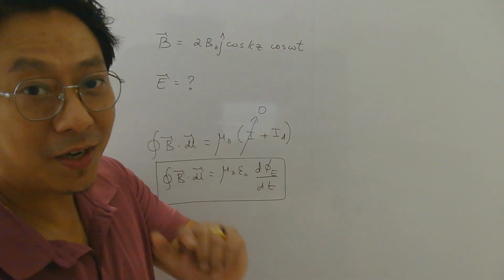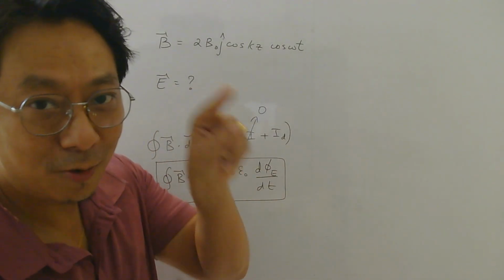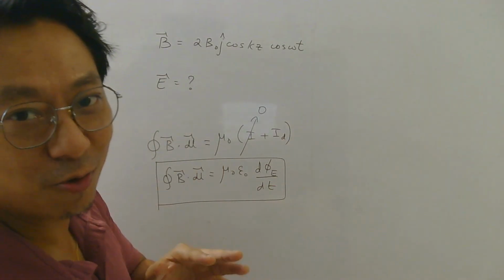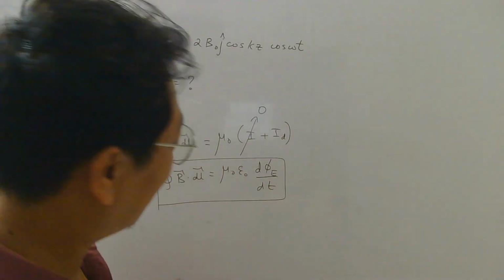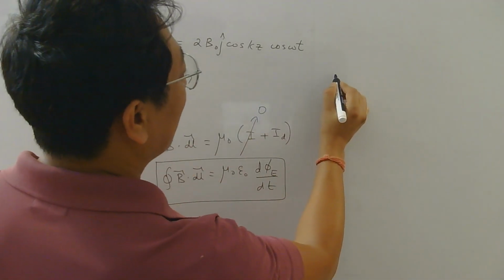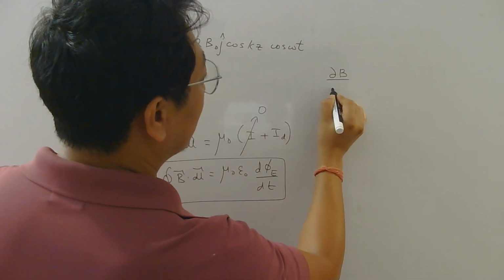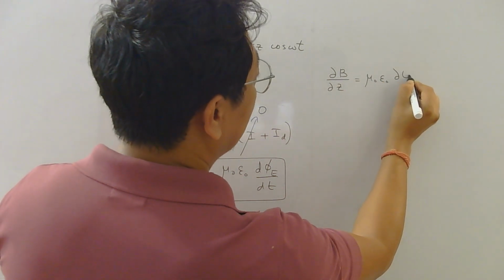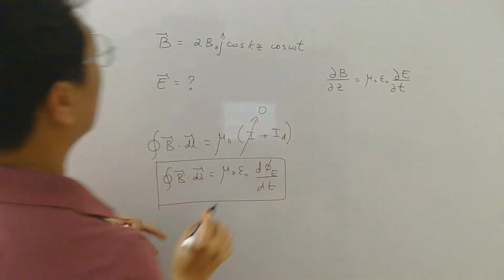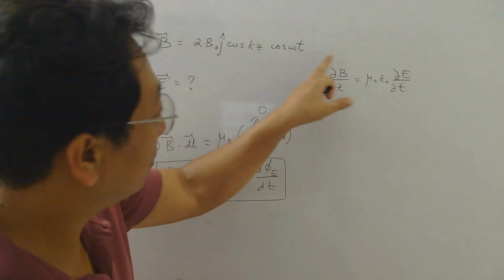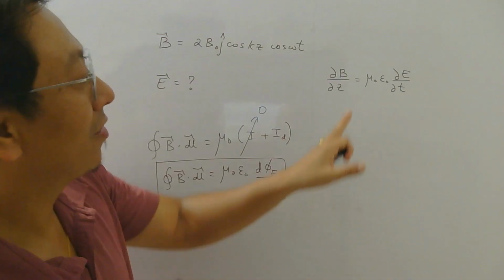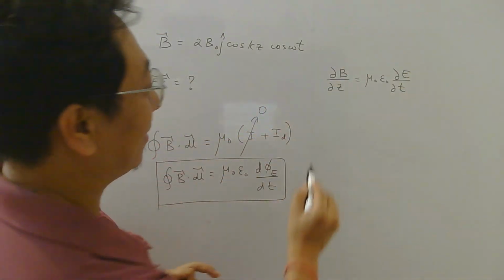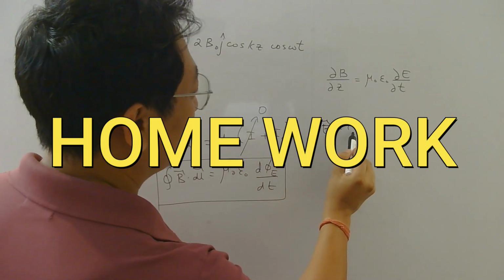Now if you repeat whatever I did in the previous case, I made a loop and I did the line integral of electric field, right, in the previous case. So now you have to do line integral of magnetic field. So if you repeat that, you will get a similar formula, and that will be del B by del Z is equals to mu naught epsilon naught del E by del T. Okay, so whatever B they have given, first you do differentiation with respect to Z, then you cross multiply, then you do integration to find E, and that I will give you as homework.